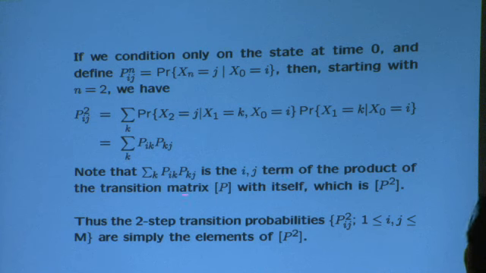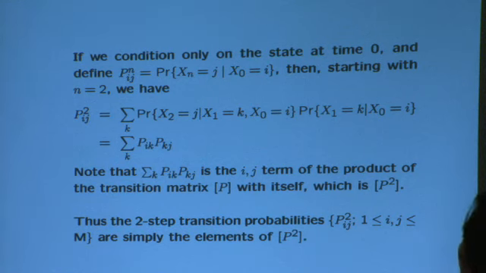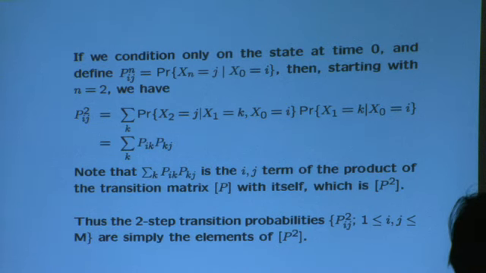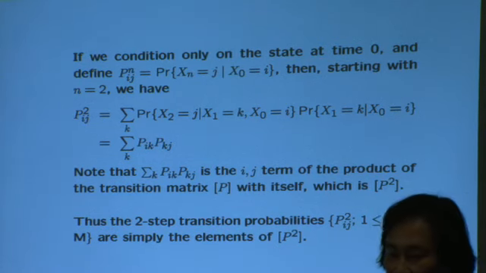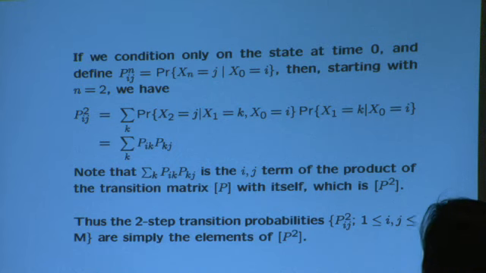We'll notice that this term right here, the sum over k of P ik times P kj, is just the ij term of the product of the transition matrix P with itself. So we represent this as P squared. We multiply the transition matrix by itself, and this gives us the two-step transition matrix of this Markov chain. If you want to go from i to j, you just look at the ij element in this matrix, and that gives you the probability of going from state i to state j in 2 steps.